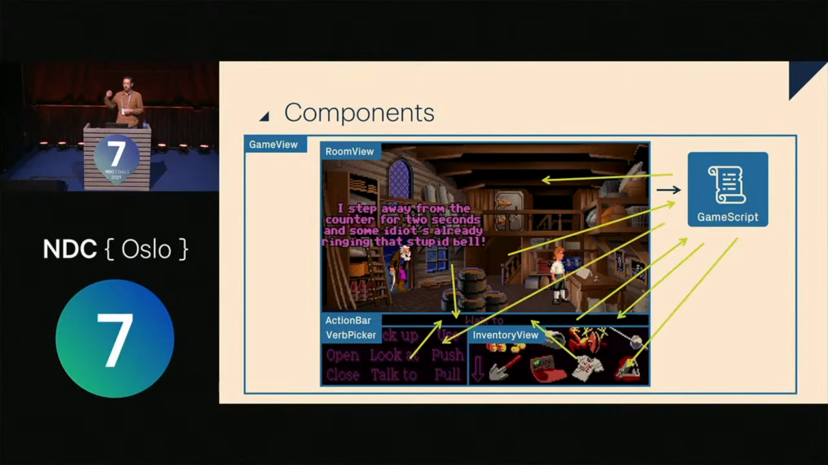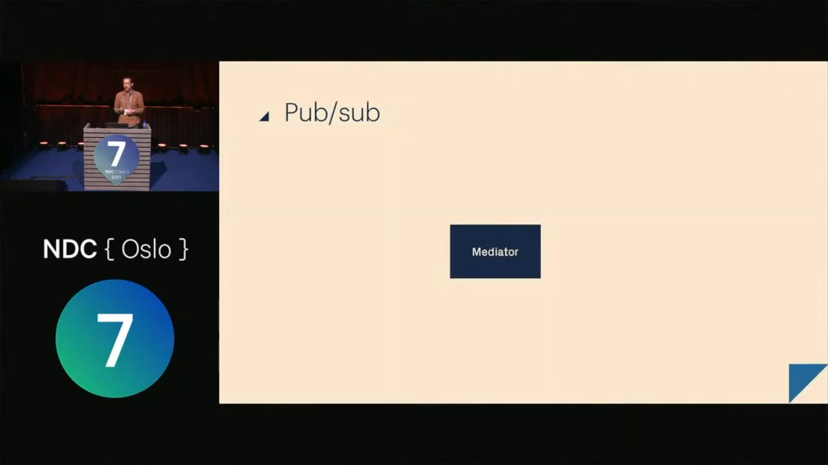So there are also a lot of interaction going the other way. So all in all, there's a lot of interaction going on. So to fix that, or to implement that in a nicely, loosely coupled way, I decided to use a really simple pub/sub pattern and implement that in a mediator object.